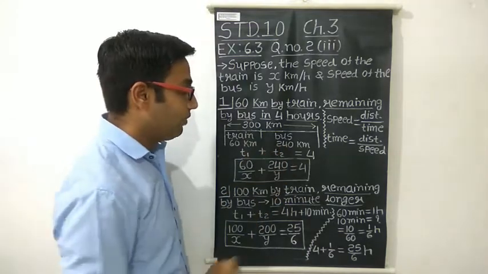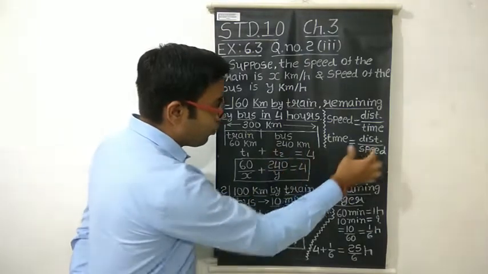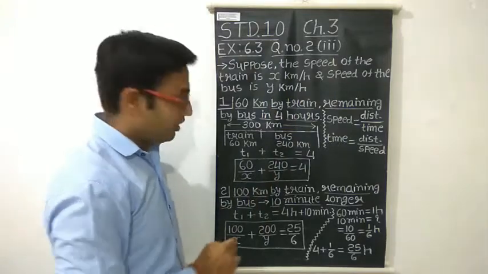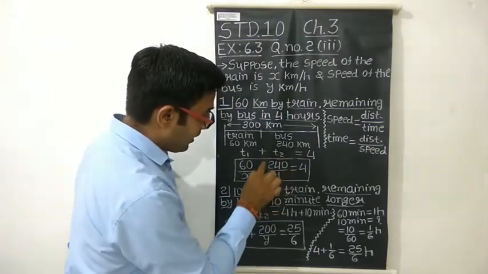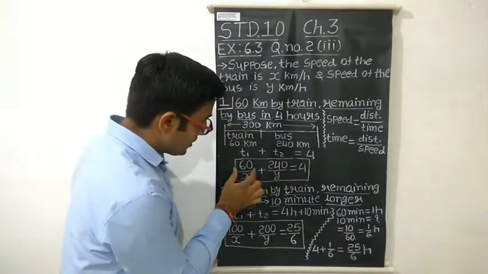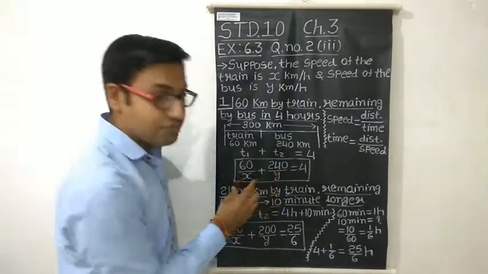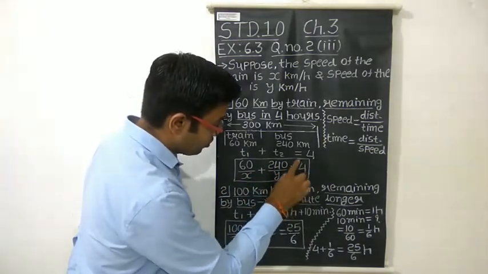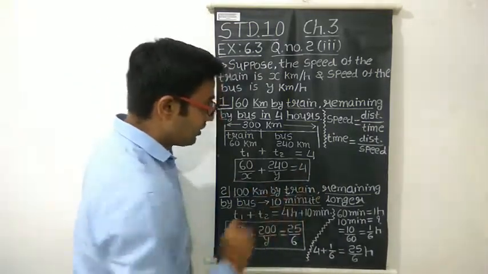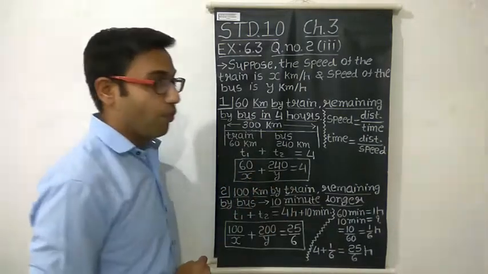Now, for the bus, to cover the 240 kilometers, how much time does it take? Again, the time is equal to distance over speed. Distance is 240 kilometers over speed, and the speed is now y. So this is the time taken by the bus to cover the 240 kilometers. This is the time, and this is also the time, both in hours. And the right hand side is also the time in hours. So in this way we make the first equation: 60 upon x plus 240 upon y is equal to 4.